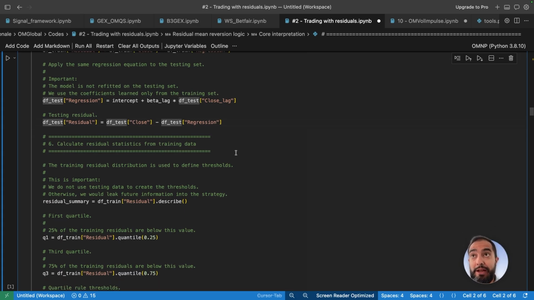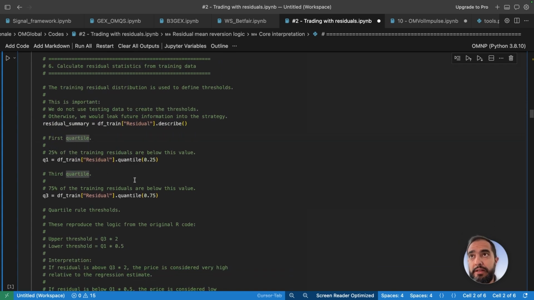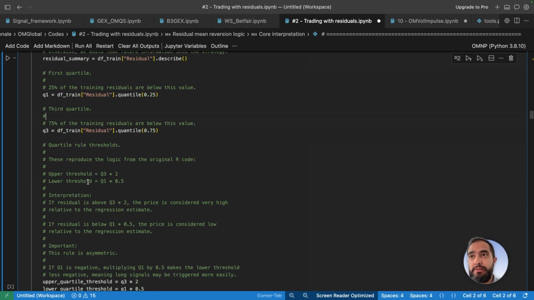Or I can standardize and say that, look, one clever way of doing that is to have the measurement of the first quartile and the third quartile and use those as the thresholds for selling or for buying the particular asset. And in this case, we can reproduce the logic from the original R code that I had built.